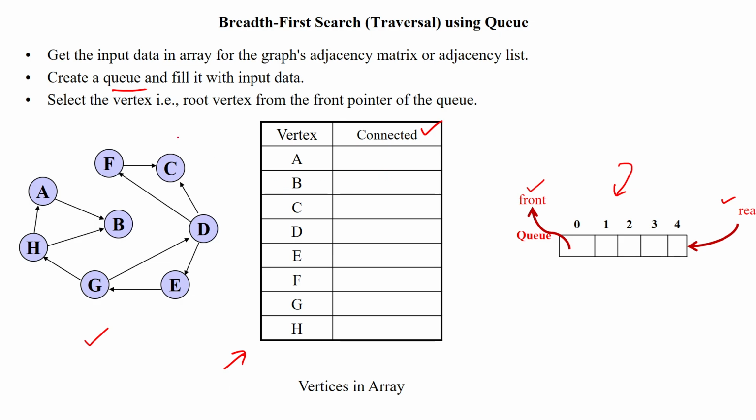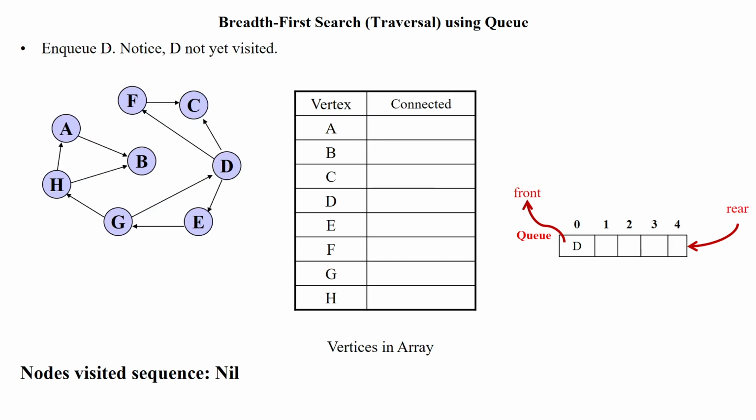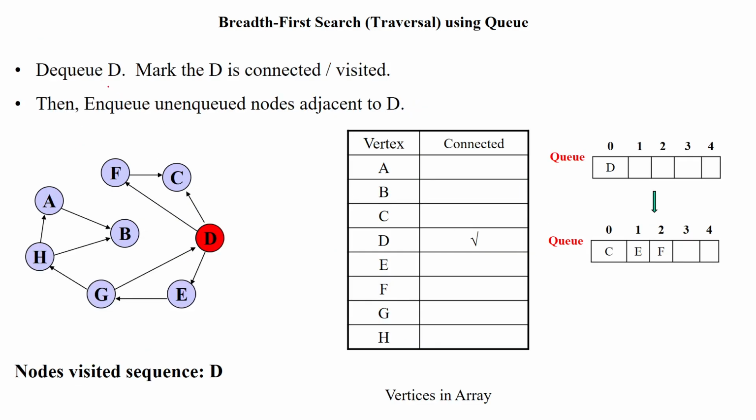First we are going to select the vertex that is going to be the root vertex. So here we are going to select the root vertex as D. As of now, the number of visited nodes is nil. So D is going to be selected as the source vertex, I mean the starting vertex, that is the root now. D is not yet visited, so it is going to be enqueued into the queue. Then after enqueuing, we are going to mark that D is connected.